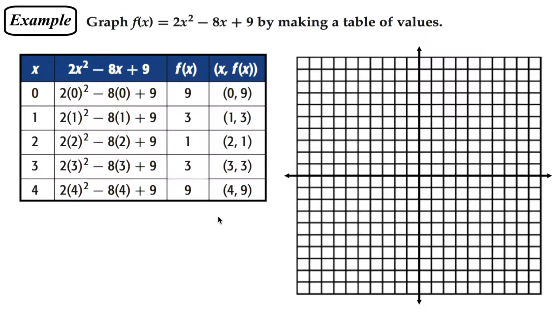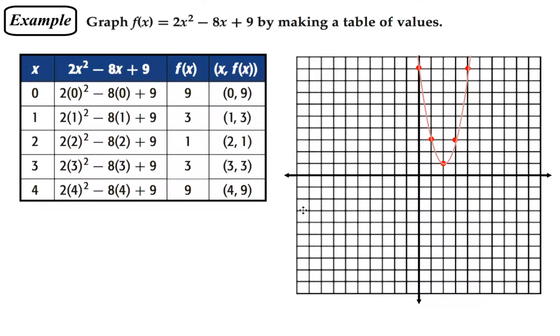So now what we want to do is just plot these points. You have to be really careful doing your math, doing the substitution of those values to make sure you get the right numbers. And if you plot those points, here's what you end up with. We have 0, 9. When x is 0, y is 9. That's our y-intercept. We found our vertex in there. That happened to occur at 2, 1.